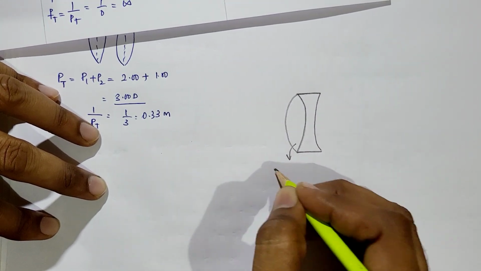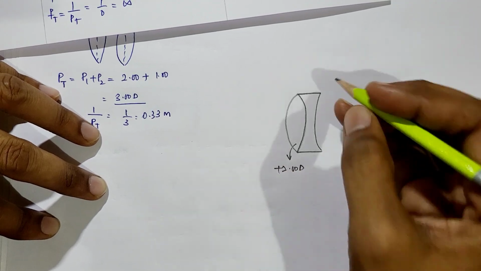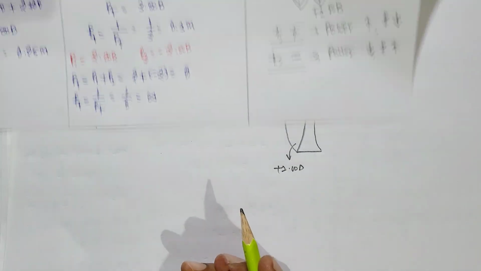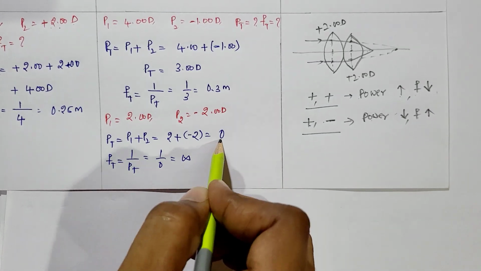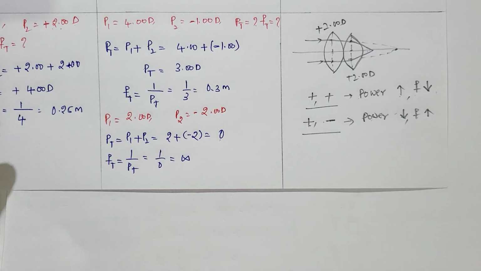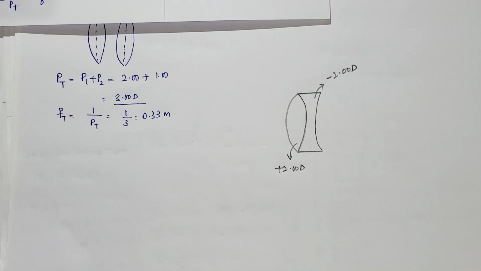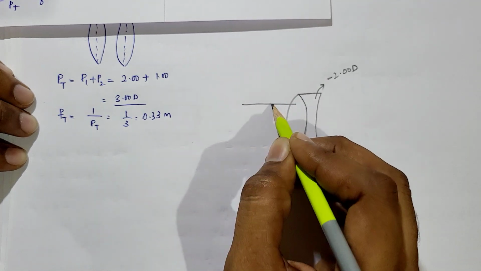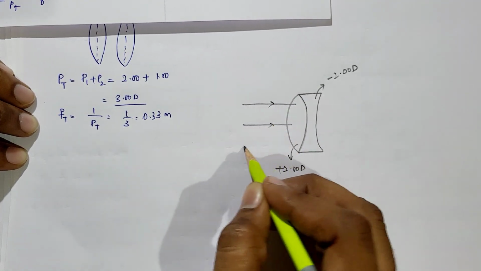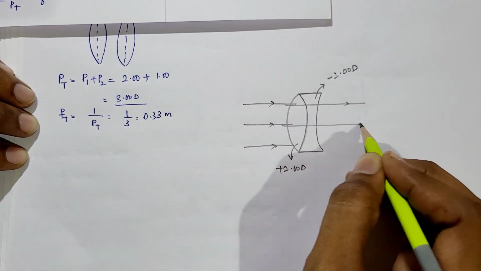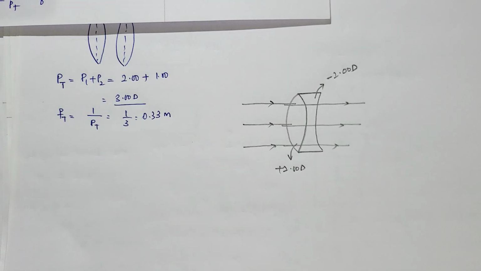Power of this lens is plus 2.00 diopter. Power of this lens is minus 2.00 diopter. What is the total power of the combination now? Power of the total combination is 0 diopter and the focal length of the combination is infinity. Infinity means what? Now the light rays are coming like this. And after refraction through the two lenses, they are again going parallel. They are not bending anywhere. Like this.